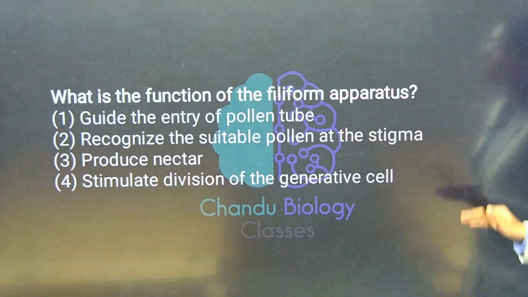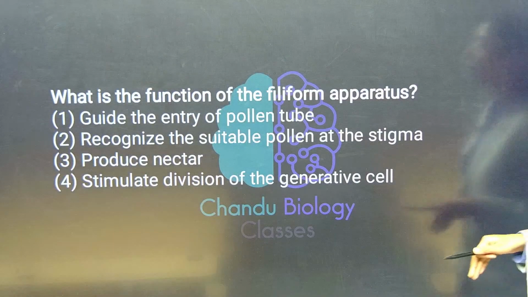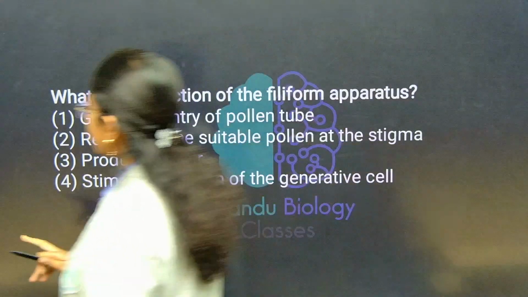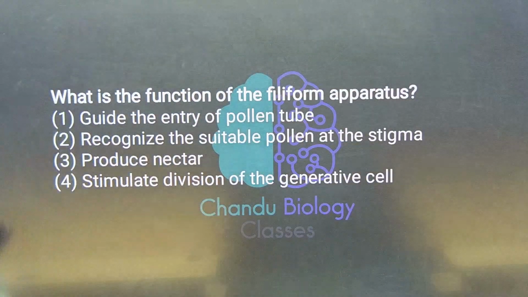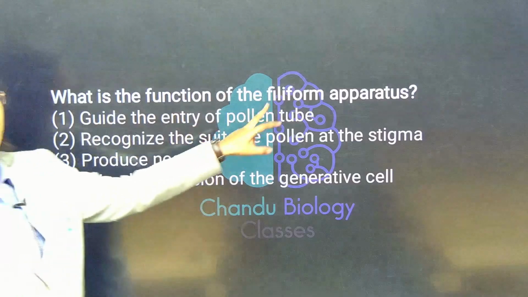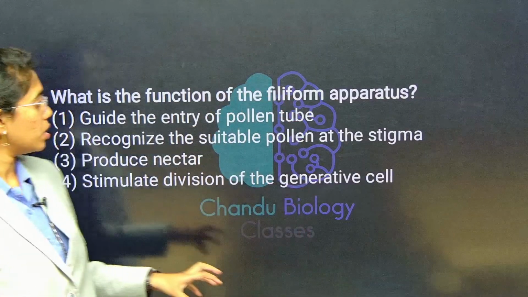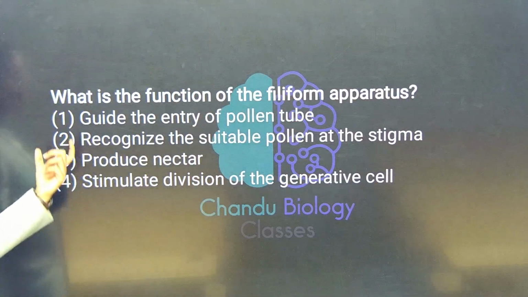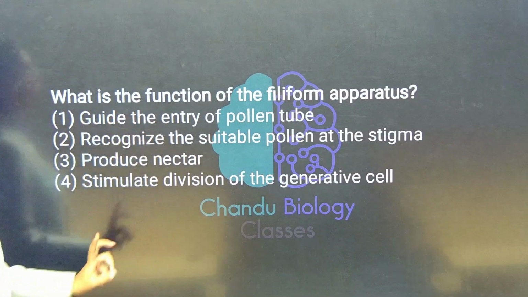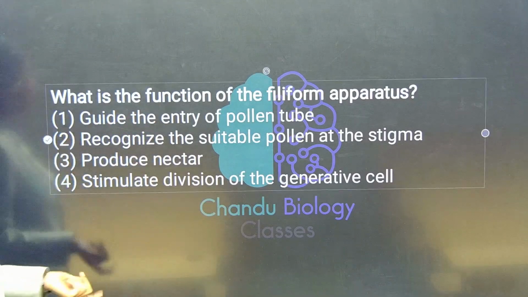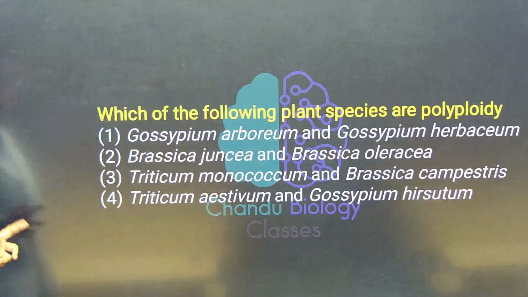Next, what is the function of filiform apparatus? The main function of filiform apparatus, which is present in the synergid cells, is to guide the entry of pollen tube into the embryo sac, which is option 1 here. Next question.